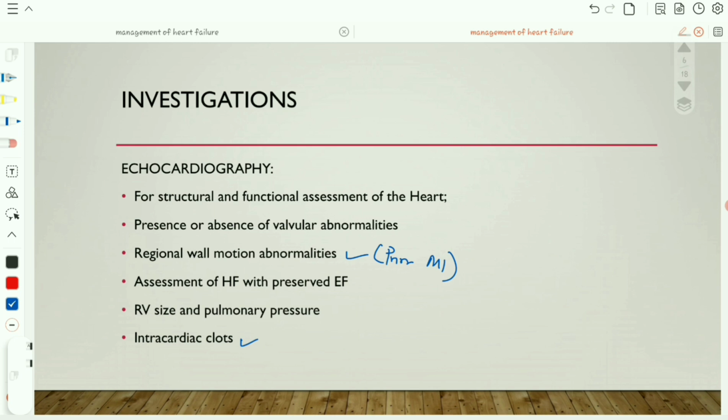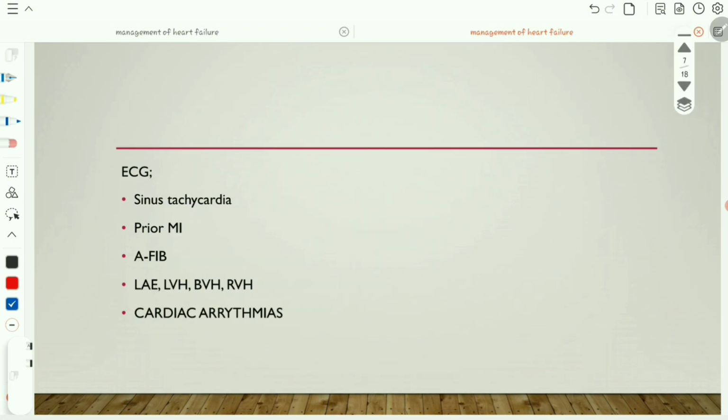Just say these few points. You might not even say the whole six points, but at least say three. Your examiner would know what you mean.